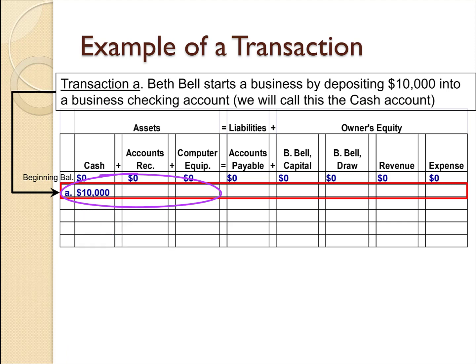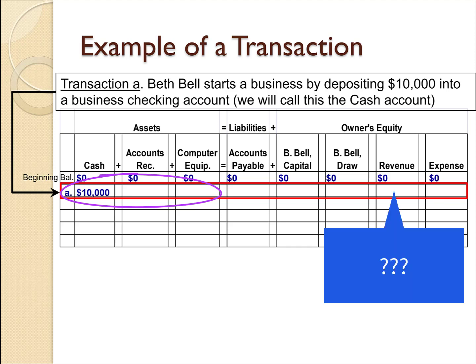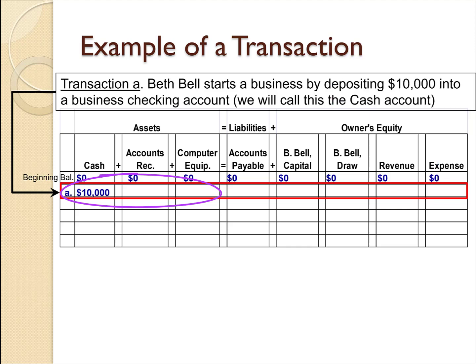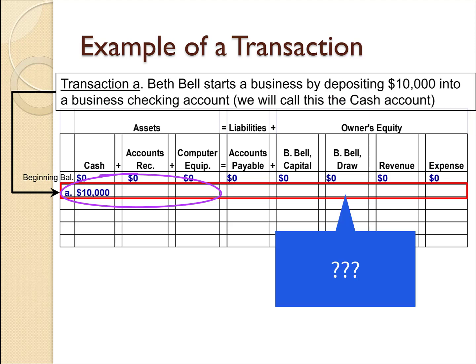Now we're going to have to make this row A, Transaction A, balance. So how are we going to do that? What's the other account that we're going to put 10,000 under? Is it revenue? No, revenue is when you sell something. She has not sold something. Is this an expense? No. Is this drawing? Remember, a draw is when you take money out of the business. So no, this is the opposite.